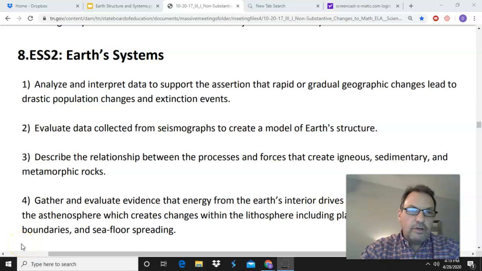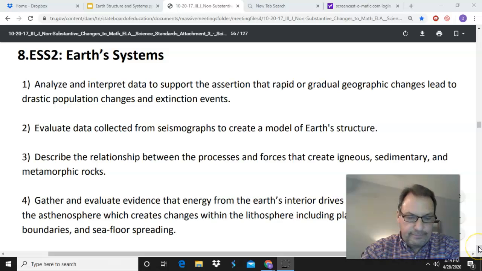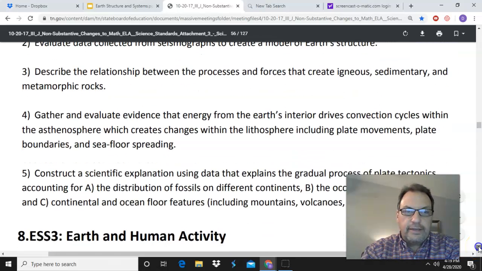Hi guys, we're going to be going over a couple of the standards in the upcoming videos. These are for review, and this is a specific standard that we're going to be looking at today. It is 8.ESS2. This is Earth's systems, and this is the fourth standard, which we're going to be going over a little bit today. And let's just look at that together for a moment.